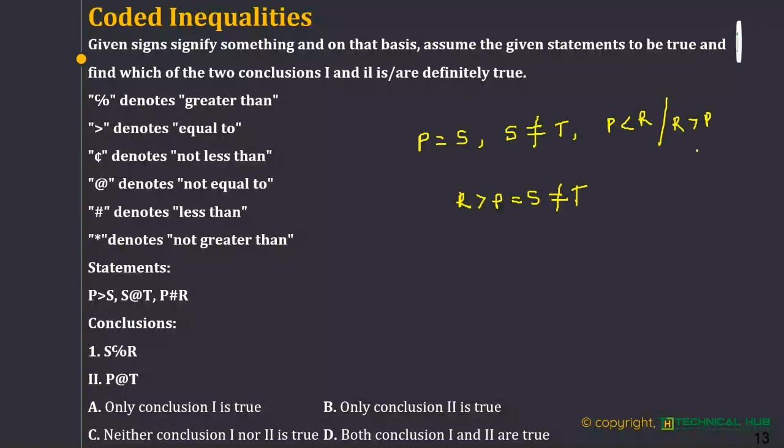Okay, so coming to the second one, P at the rate T. So P at the rate T means P not equals to T. So P not equals to T means here P is equal to S. So S replaces P. So P not equals to T is the right answer. So given the options, only conclusion 2 is true. Means option B is the correct answer. Okay.